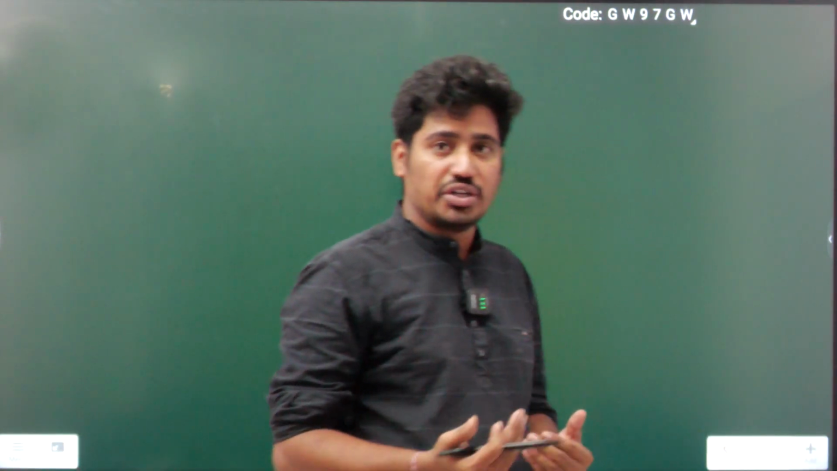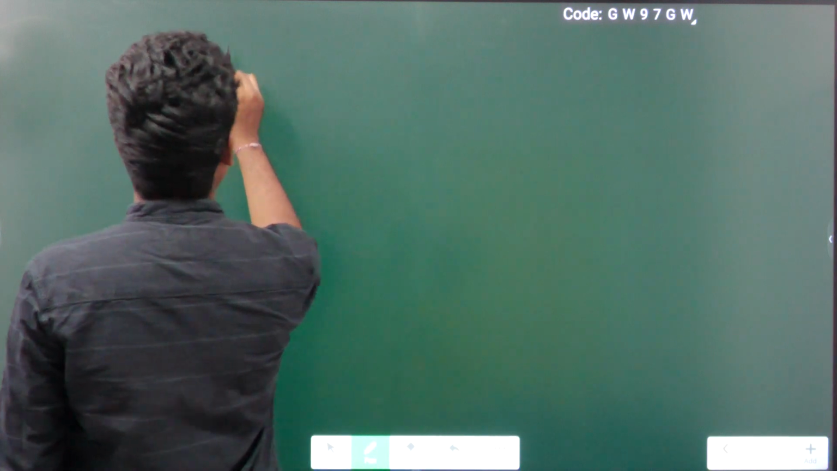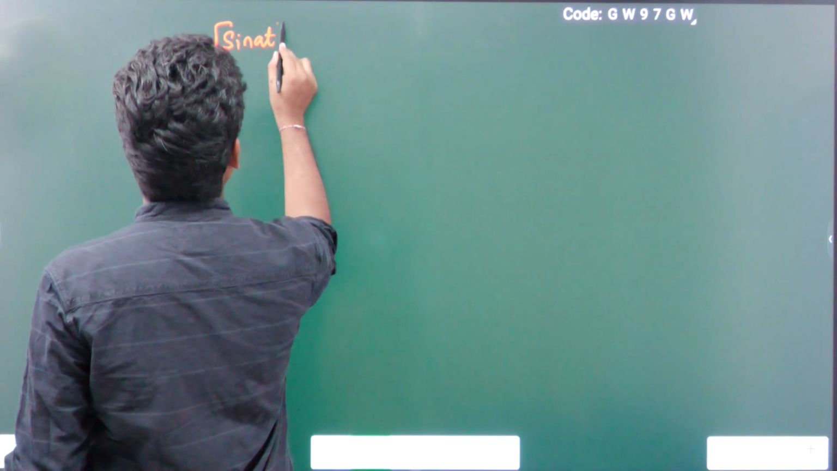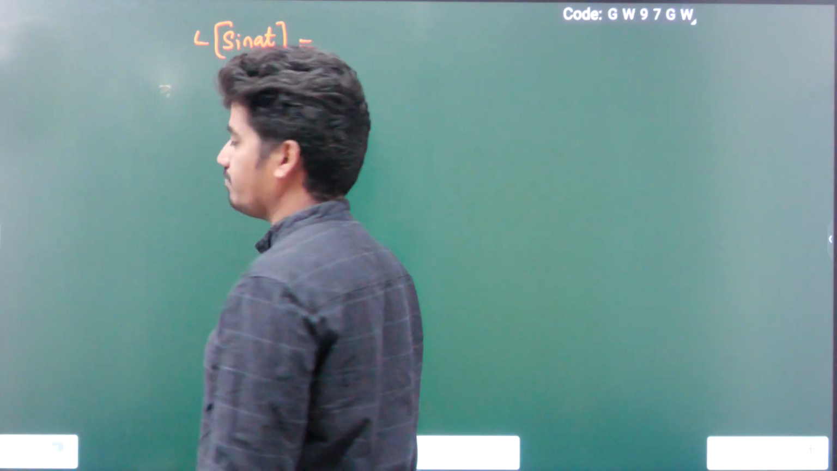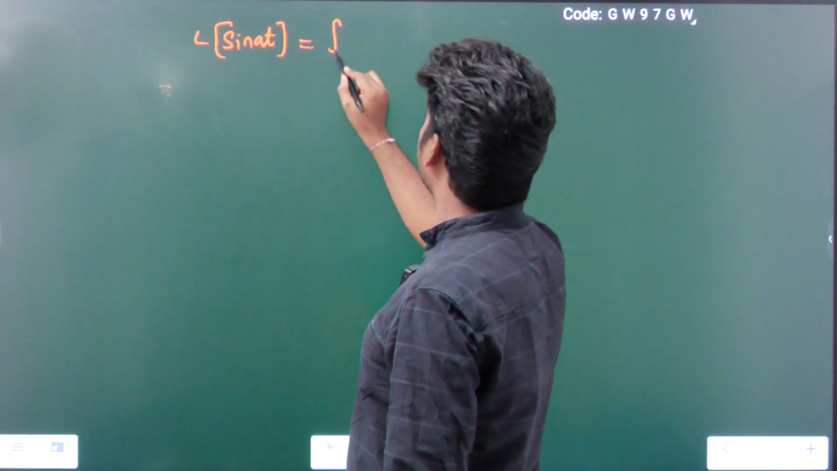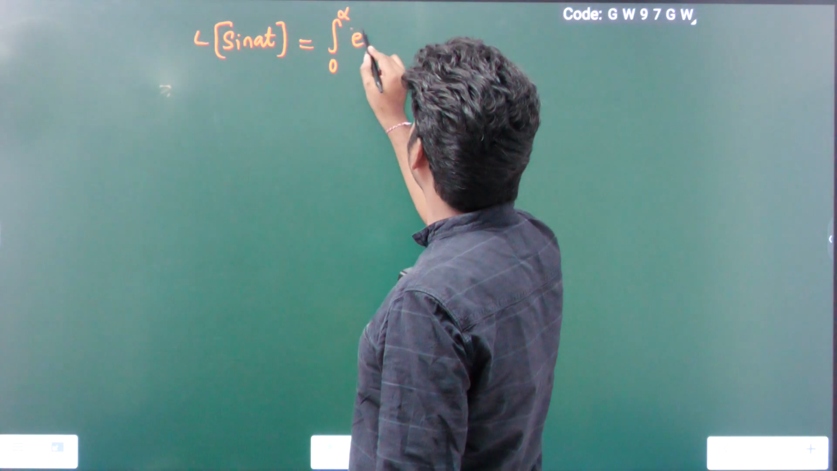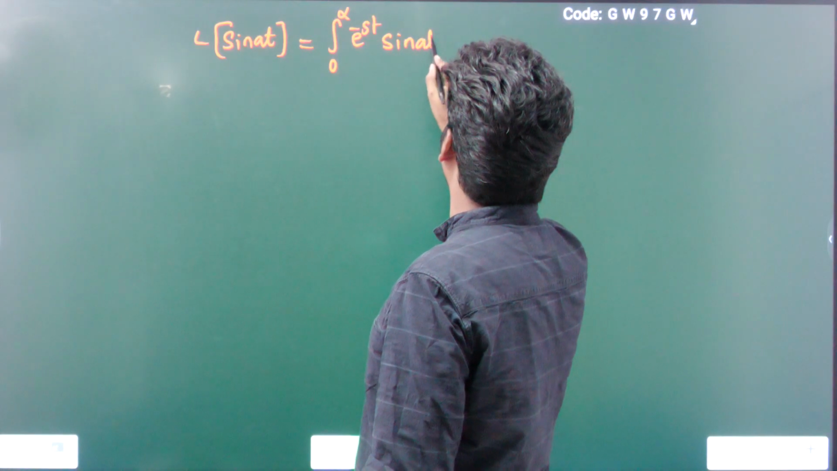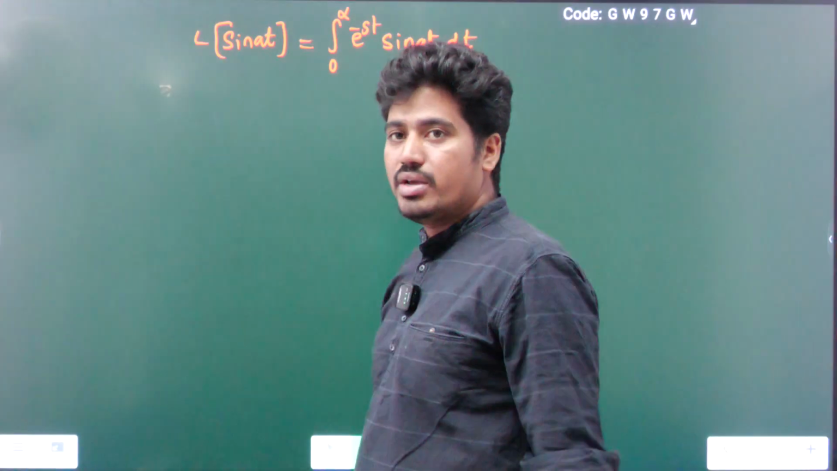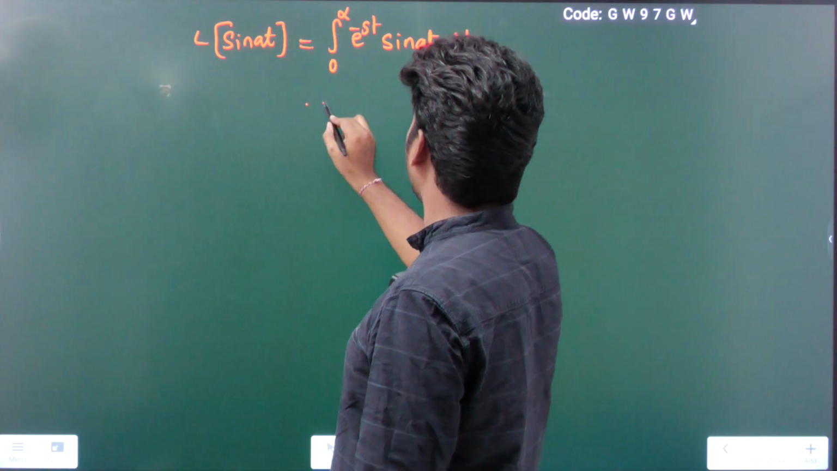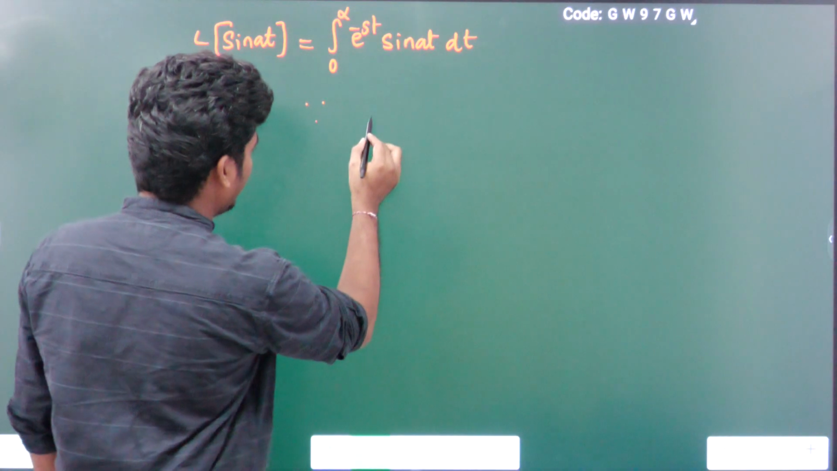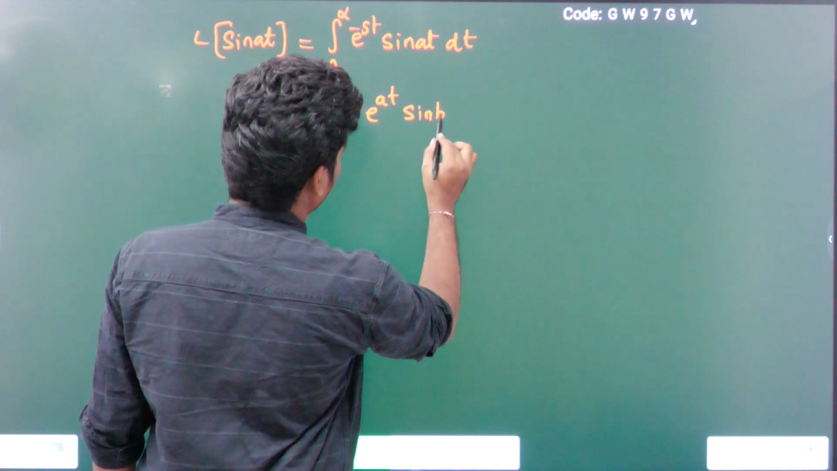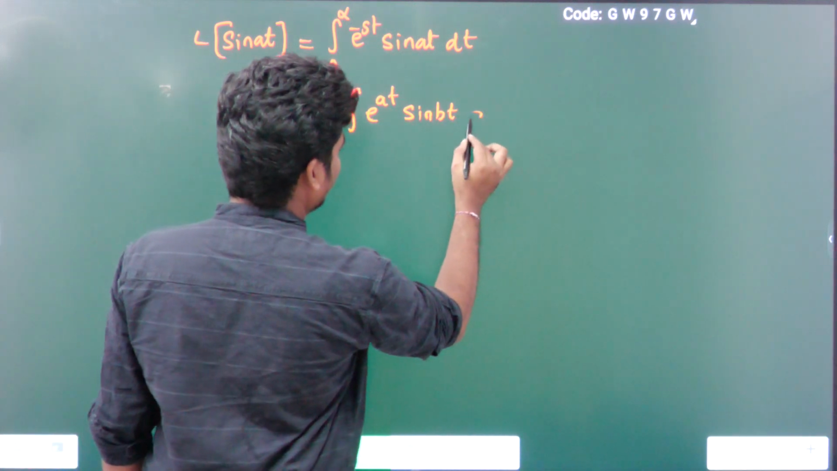This is one of the basic functions. The next basic function is sin of at. What is its Laplace transformation? The Laplace transformation of sin at equals the integral from 0 to infinity of e power minus st into sin of at dt, as per the definition. Here we have some formula that we can represent: e power at into sin of bt, integration dt.